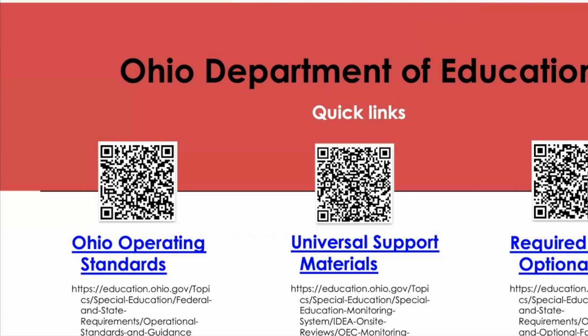And then the last one is a link to all the required and optional forms. Remember, required forms are exactly as they are. They're required. And then there are optional forms as well. Many districts choose to use those optional forms. However, you are not required to. If you choose to create your own, it is important that you make sure you have all of the required components in those as well.